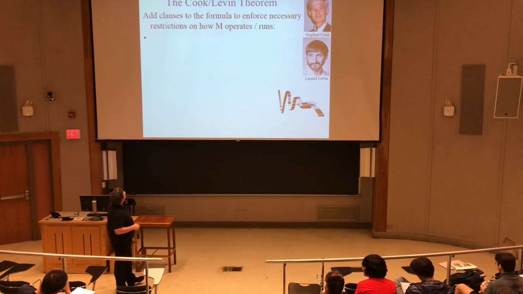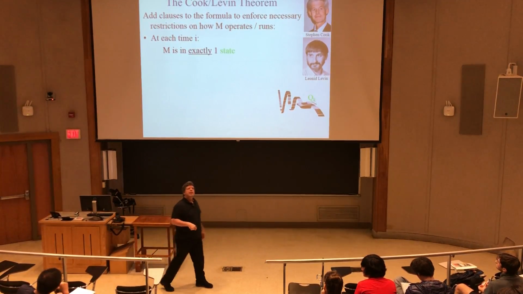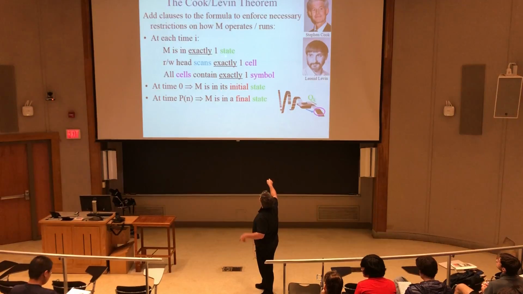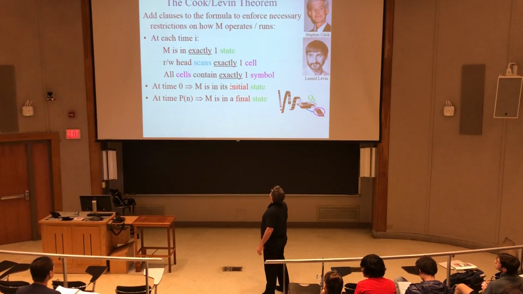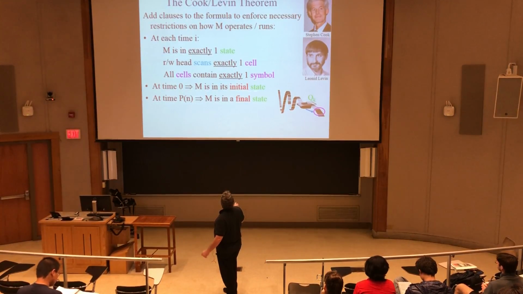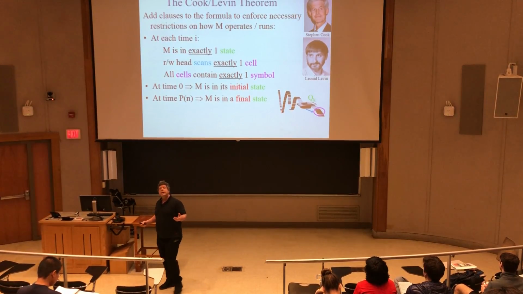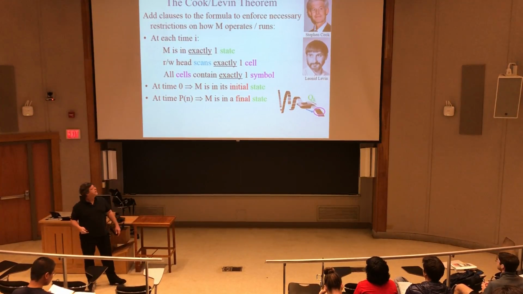But it's not enough to just have the variables having the state of the machine. You have to denote now with clauses which state transitions are allowed to happen and which are not allowed to happen. Okay, so you have to say at each time i, the machine is in exactly one state and not in 17 different states. The read-write head scans exactly one tape position and not 12 of them. Right? All cells contain exactly one symbol and not 1,000 symbols at once. And at time 0, the machine is in its initial state. At time p of n, that polynomial that it runs under, because it's a polynomial-time machine, it's in the final state, or a final state. It could be more than one.